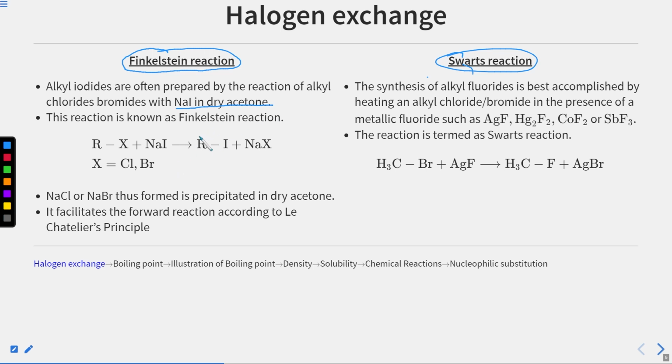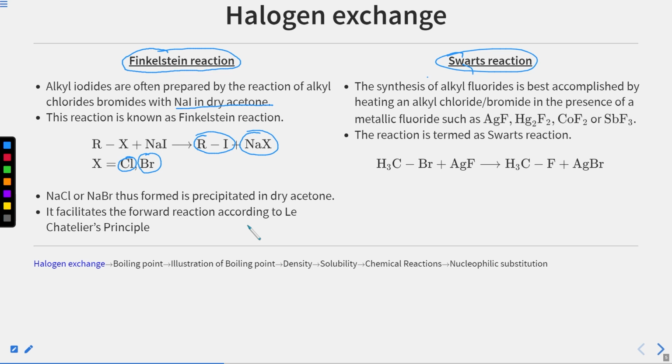Then we get our alkyl iodide and NaX. And what can be the X here? It can be either chlorine or bromine. So at last we are getting our alkyl iodide. Now one more thing: this NaCl and NaBr that are formed are precipitated in dry acetone, and this facilitates the forward reaction according to Le Chatelier's principle.